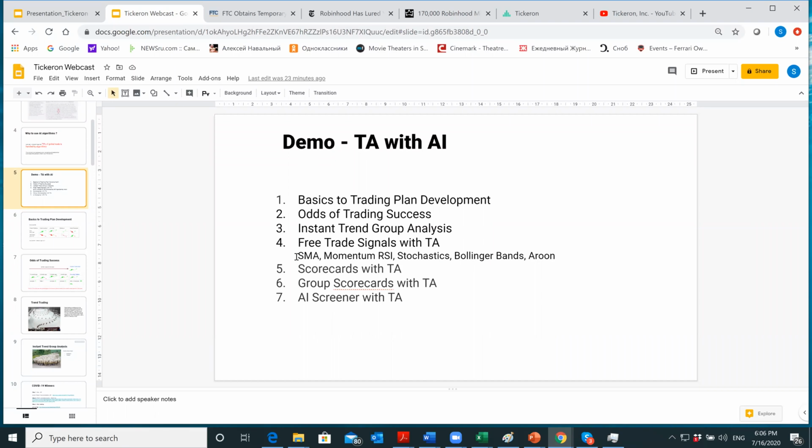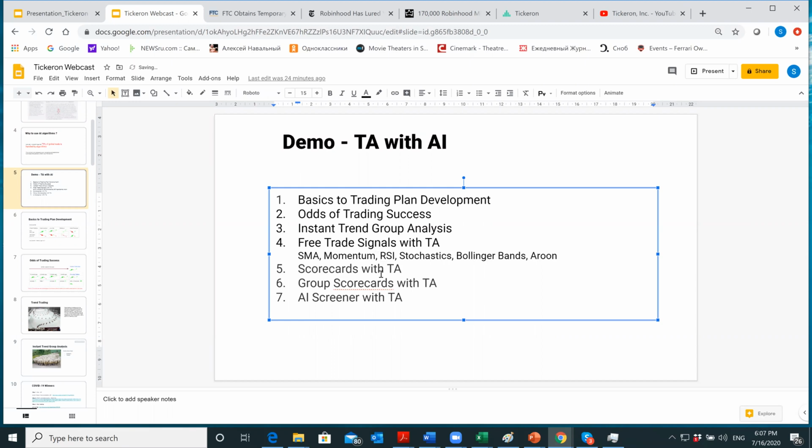We do not base our AI on the technical analysis. We have quite a lot of other sophisticated stuff, but we do have the basic classic indicators, and we express them in moving averages, momentum indicator, RSI, stochastics, Bollinger Bands, and Aroon. So we do cover that just to show you that any number of indicators is not enough to make a good conclusion. You have to know more.